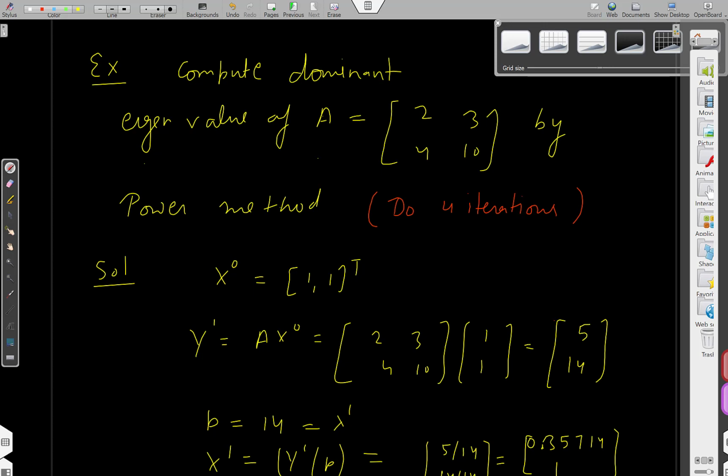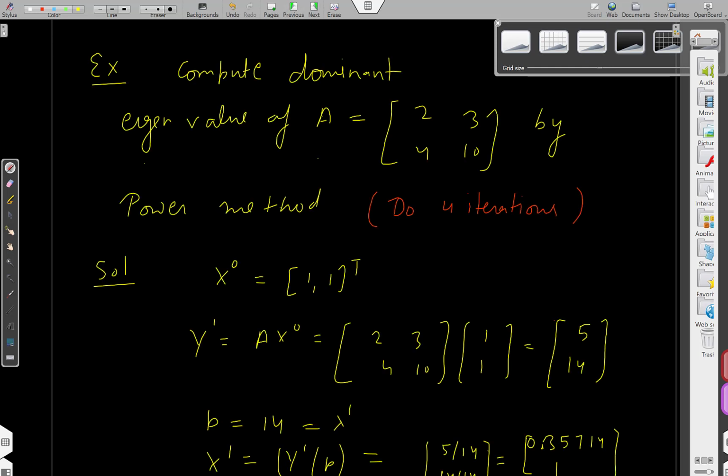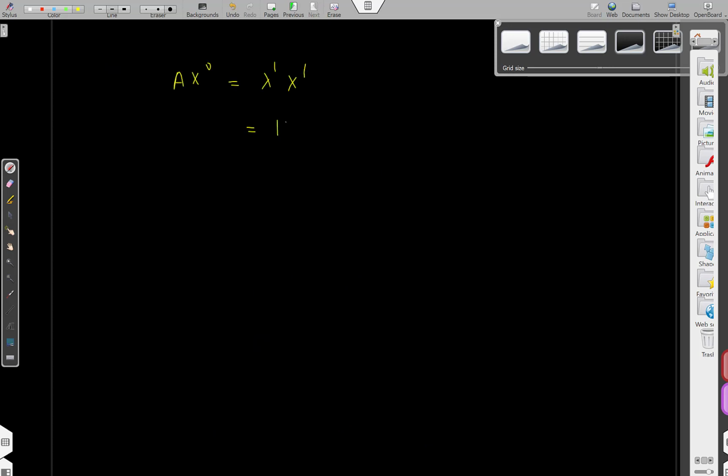Now we can write it like that: A x0 that we computed equals lambda 1 x1. So what is your x1? X1 is this value, 0.35714 and 1, and lambda 1 is 14. So this is the first approximation to the eigenvalue, and this is your eigenvector that we are calling x1. Now do the second iteration.